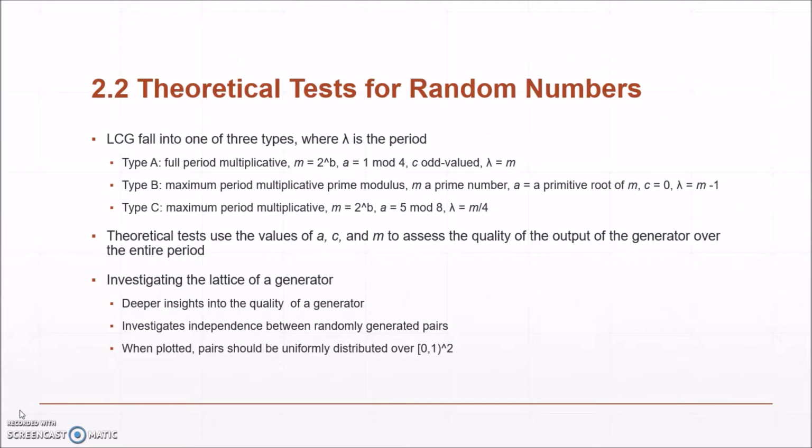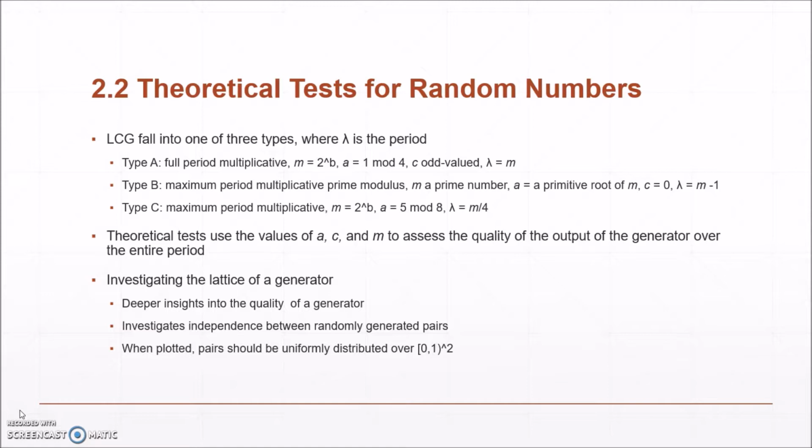Now in the second type, type B, this is the one we just looked at, which was a maximum period multiplicative prime modulus. This is where m is a prime number and a equals a primitive root of m. C, again, has to be 0 because it's multiplicative, and our period is m minus 1. And the last type is what we call type C. This is where you get a maximum period multiplicative. Again, we set our m equal to 2 raised to the power of b, a equals 5 mod 8, and lambda is 1/4 of m.